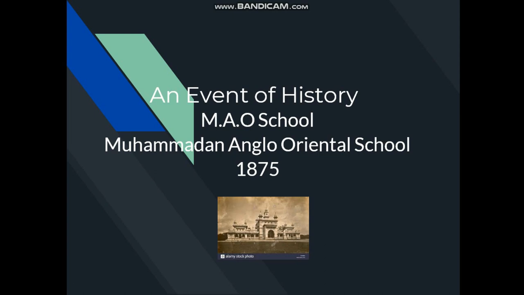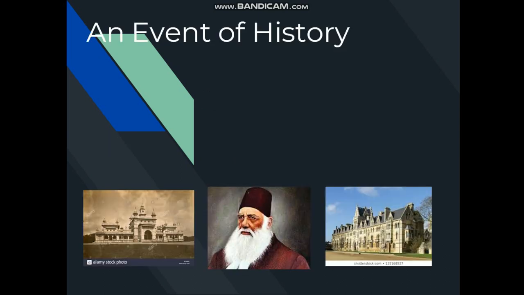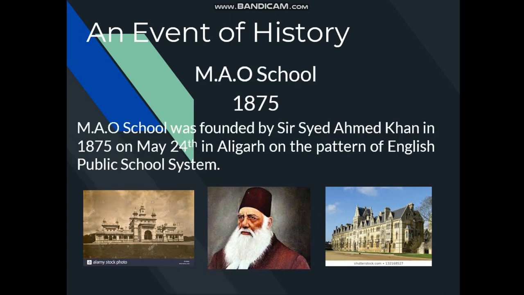Hi guys, and today I'm going to tell you about MAO school. M stands for Mohammedan Anglo-Oriental School. MAO school was founded by Sir Syed Ahmad Khan on May 24th, 1875, in the city of Aligarh, India, on the pattern of the English public school system.